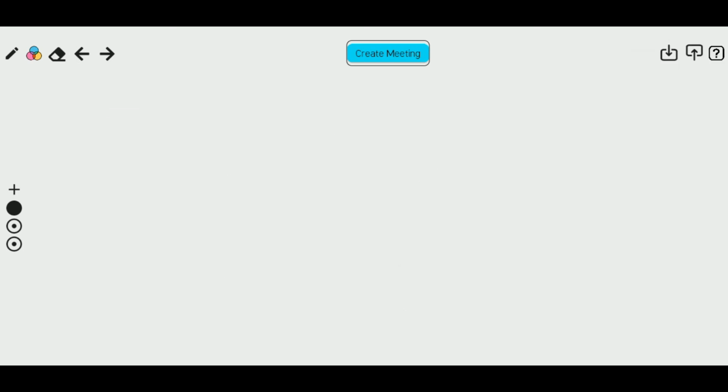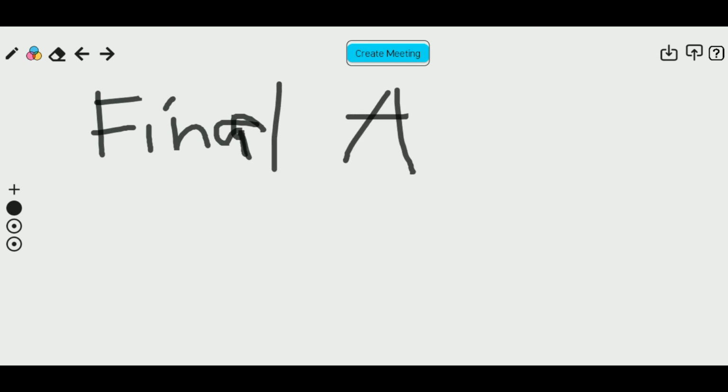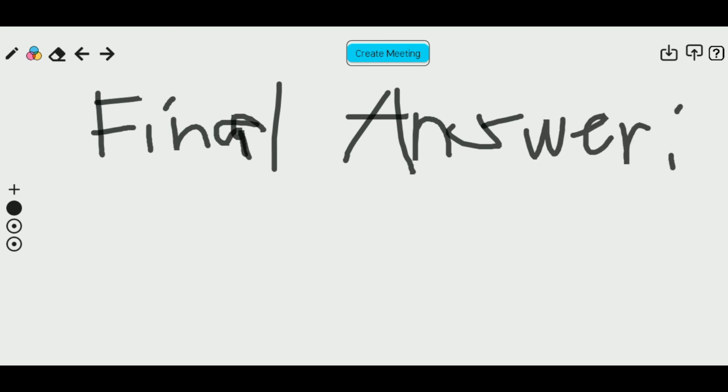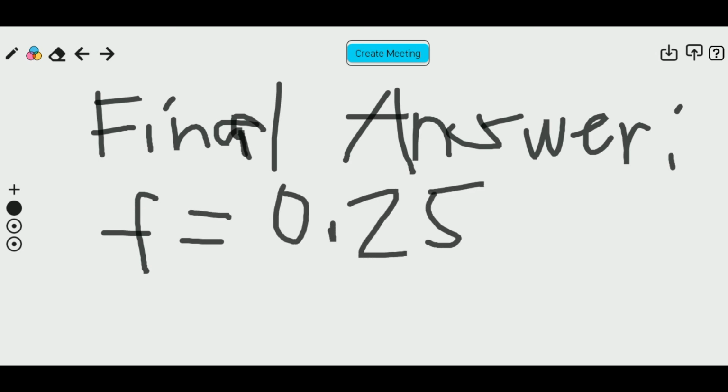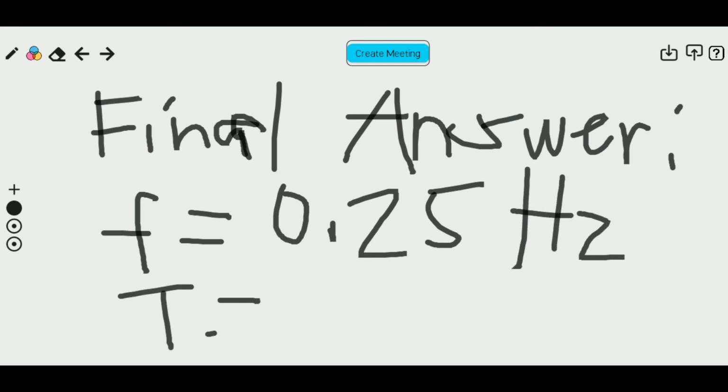Okay, so we have the final answer. For frequency we have 0.25 hertz, and for period we have 4.0 seconds.